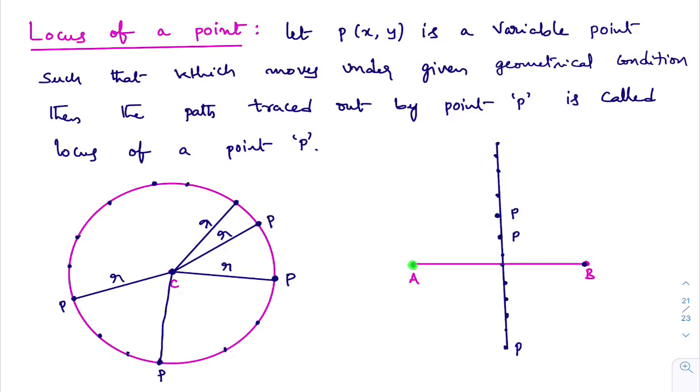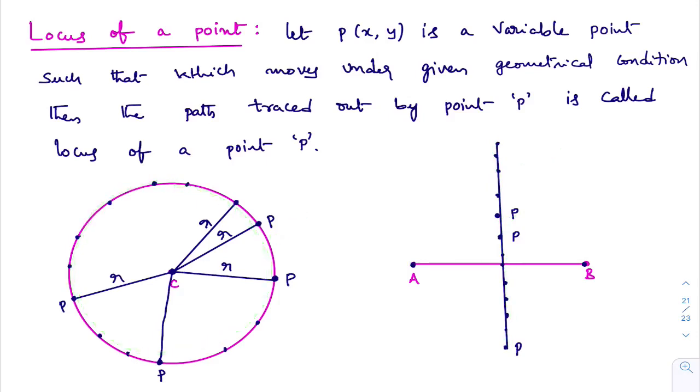I'll repeat. A and B are two fixed points. P is a variable point which moves such that it is equidistant from A and B. This distance is the same as this distance. Like that it is moving. You take any point P which is equidistant from A and B. I cannot choose the point P here because clearly I can say P is not equidistant from A and B. So based on the condition, we will get a curve. That curve may be a straight line or it may be a curve.